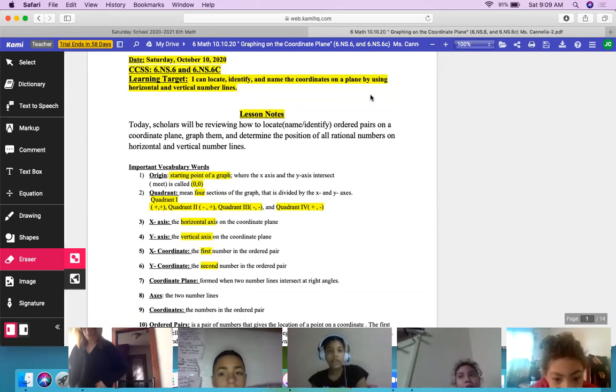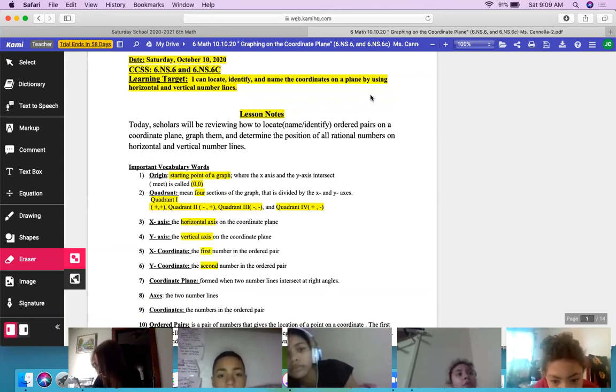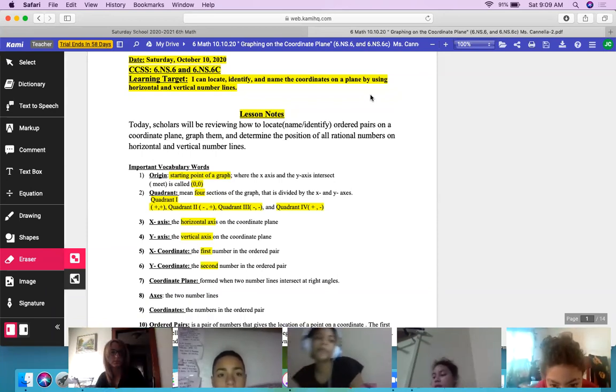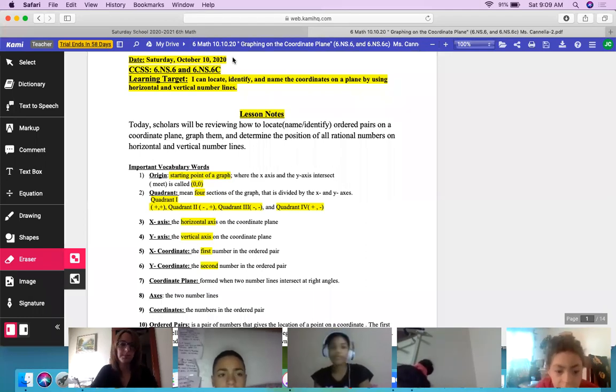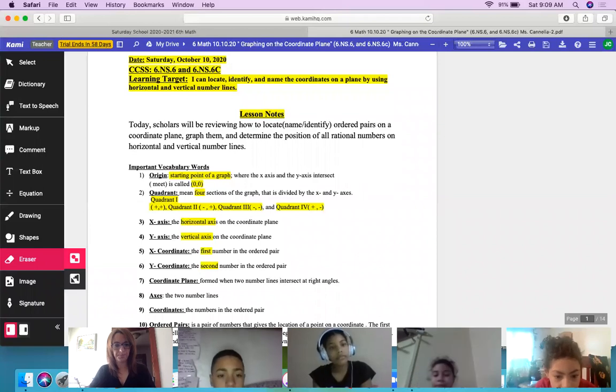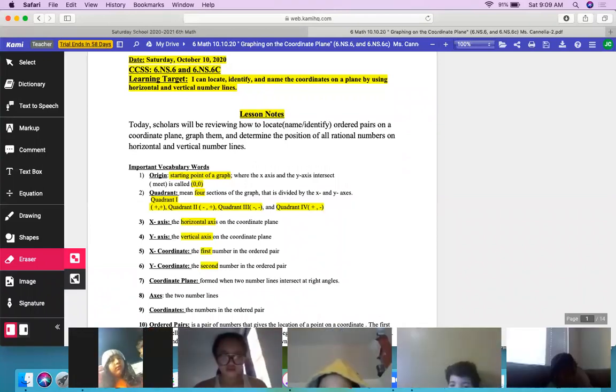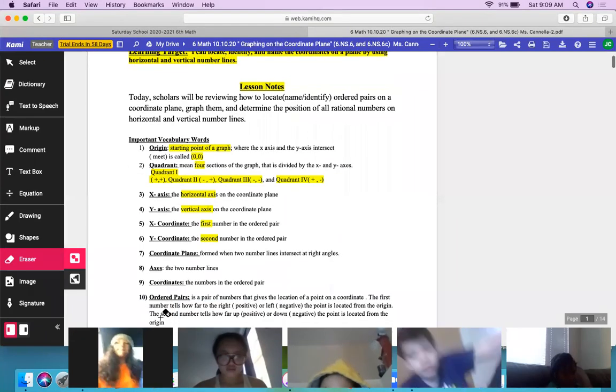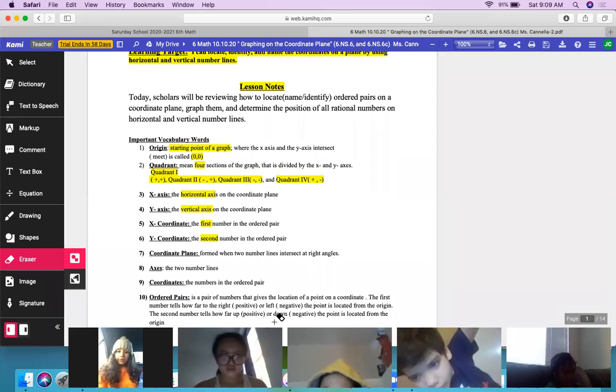Coordinate plane formed when two number lines intersect at right angles. Good. Keep going, Carlos. 8. Axes, the two number lines. 9. Coordinates, the numbers in the ordered pair. And you know what, Carlos, because you did such a great job, can you read me number 10, please? Ordered pairs.